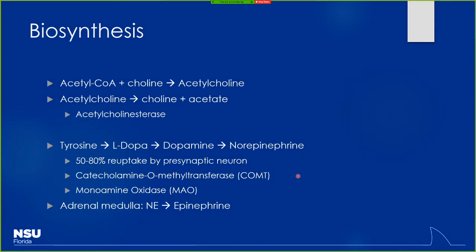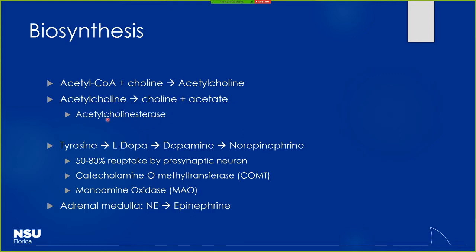In terms of biosynthesis, this is also really important because if you understand the biosynthesis, you'll understand how certain drugs can come in and affect this, either to potentiate the activity of the system or maybe to actually inhibit it, depending on the situation. So in the development of acetylcholine, you'll see here that you're just putting acetyl-CoA plus choline together to make acetylcholine, pretty straightforward. And then when you're breaking it down, it's via this enzyme acetylcholinesterase.